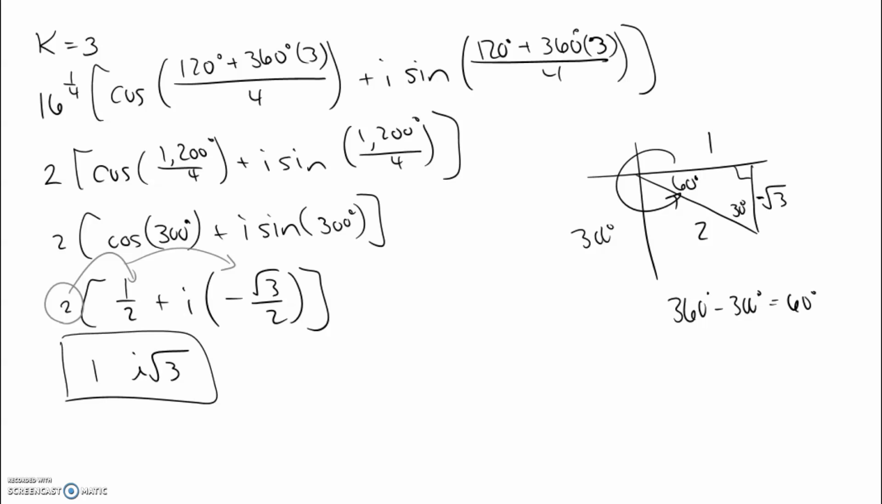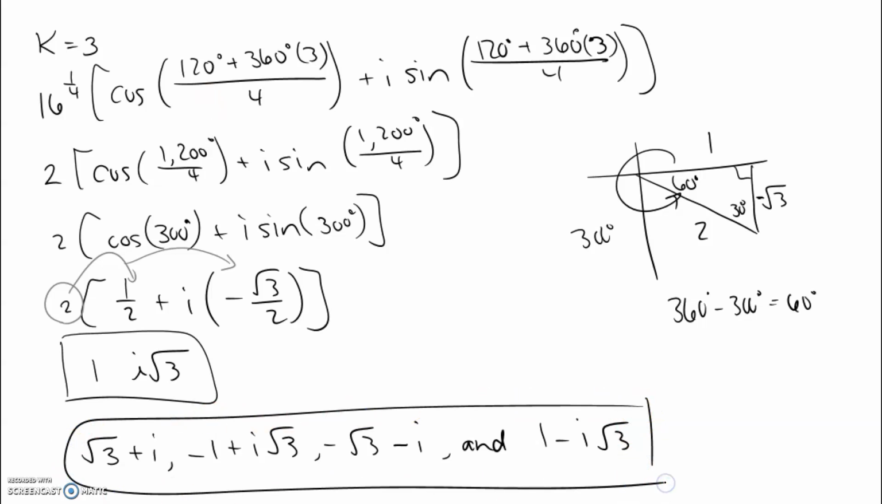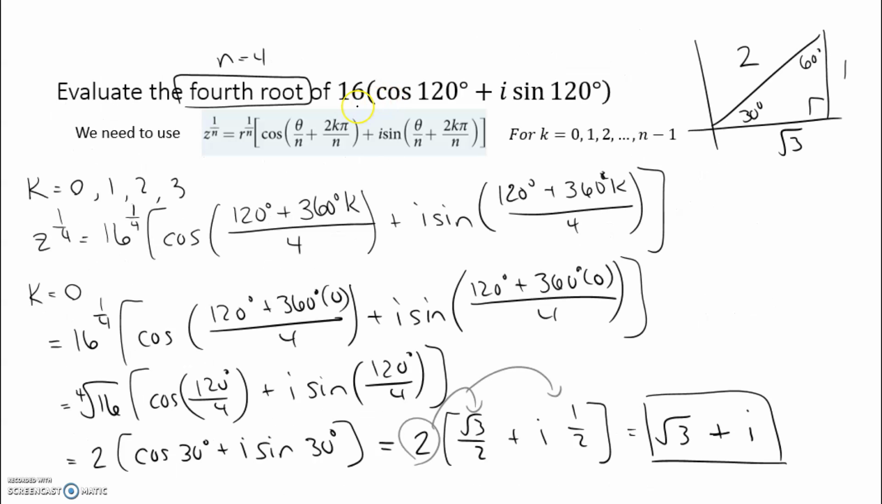So all the answers are square root of 3 plus i, negative 1 plus i square root of 3, negative square root of 3 minus i, and 1 minus i square root of 3. That would be all the roots for, way back here, this question right here.